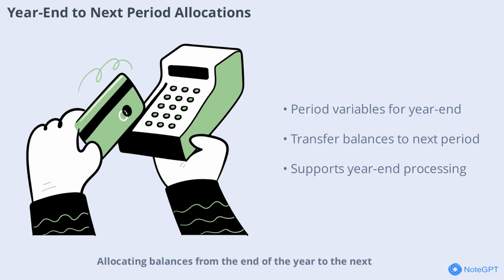Allocating balances from the end of the year to the next period involves creating period variables for both the current and year-end periods. Use these variables in your allocation rule to transfer balances as needed. This approach ensures smooth year-end processing and accurate carry-forward of balances.